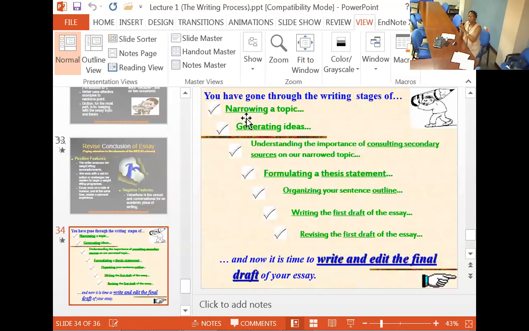Yeah, and so, pretending that we have gone through that essay, we would have so far narrowed our topic, we're adding to it. We've generated ideas. We would have gone as far as formulating the thesis statement, organizing the sentence outline, writing the first draft, and revising the first draft. So this really has just walked you through the process. And I should remind you that even though it has taken a linear approach, when you are writing yourselves, you might not necessarily take a similarly linear approach.